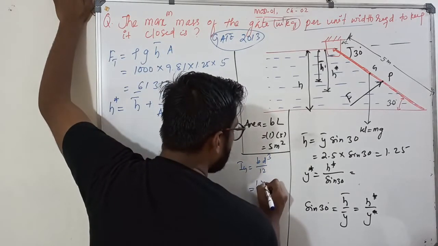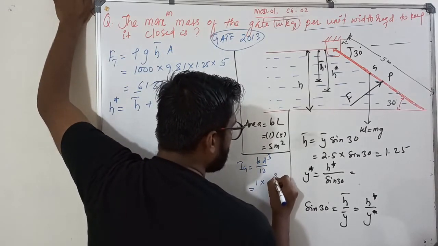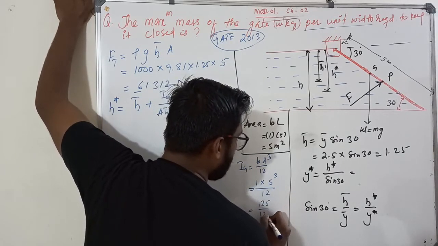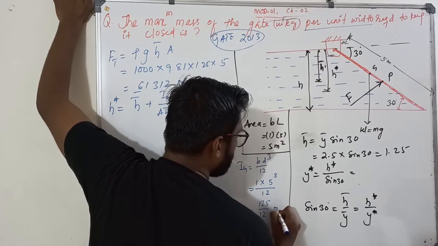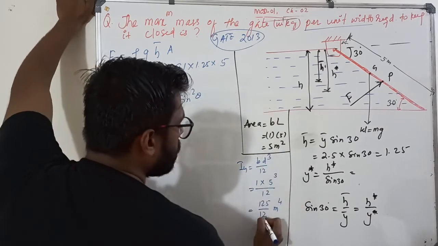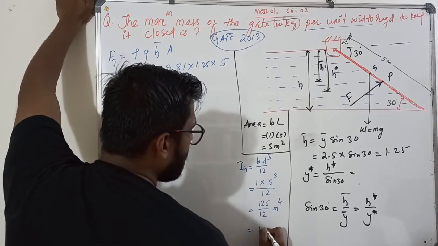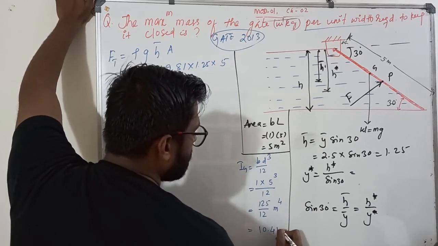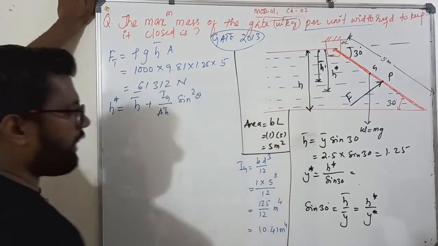What is width? Sir, width is already given, 1. D is nothing but 5 by 12. So how much you got? Sir, this is 125 by 12 meter to the power 4. So 12 ones are 12, 12 tens are 120, 12 fours are 48. This much meter fourth is my Ig.